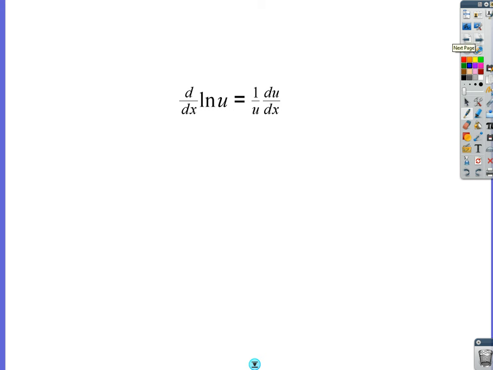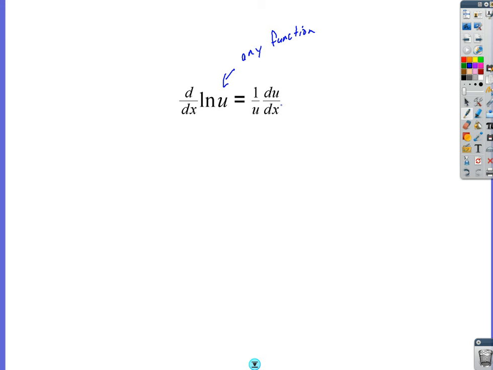Our new rule is regarding the natural log of u, where u is any function. What that means is that the derivative is going to be 1 over that function times the derivative of that function, because it's just an extension of the chain rule.